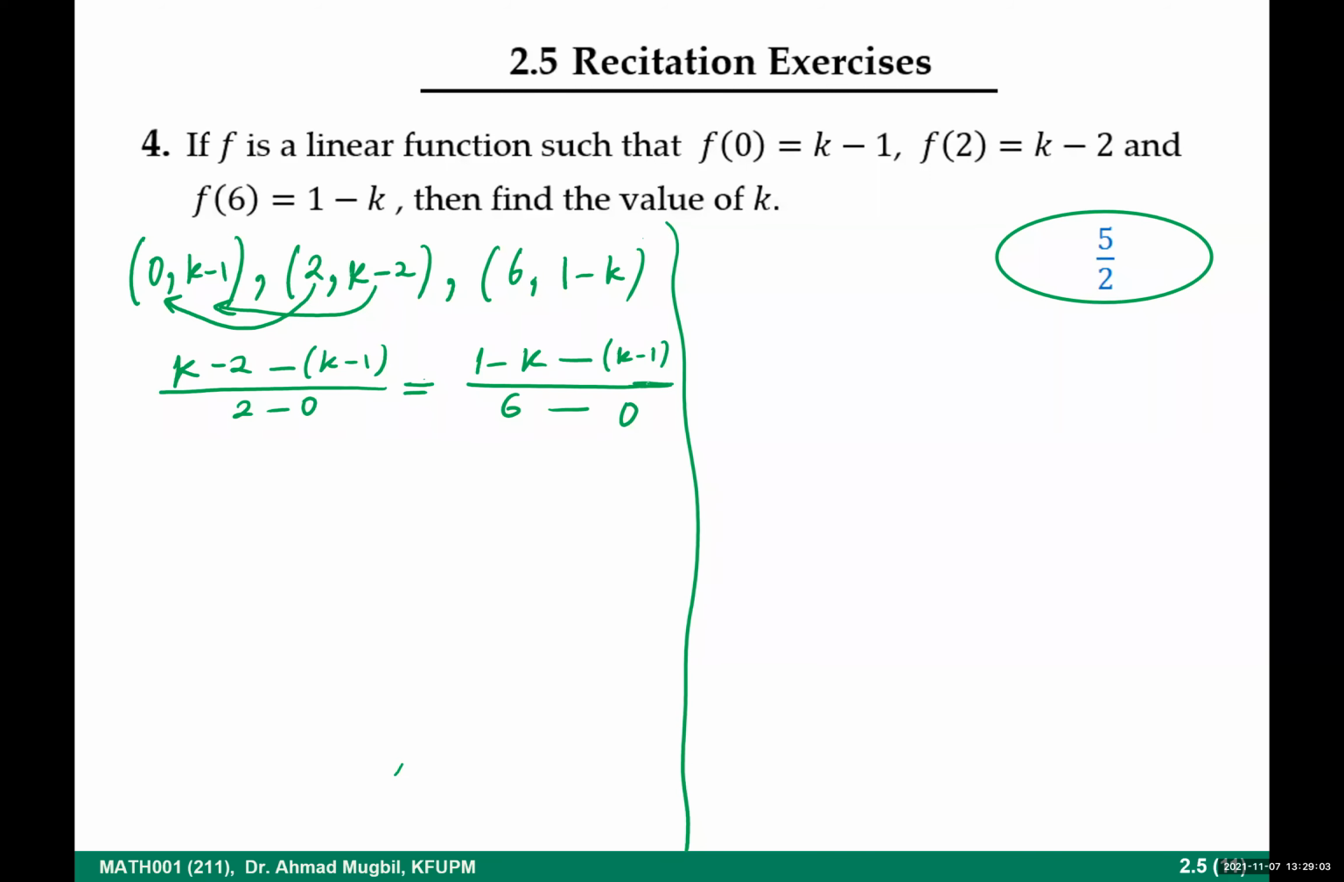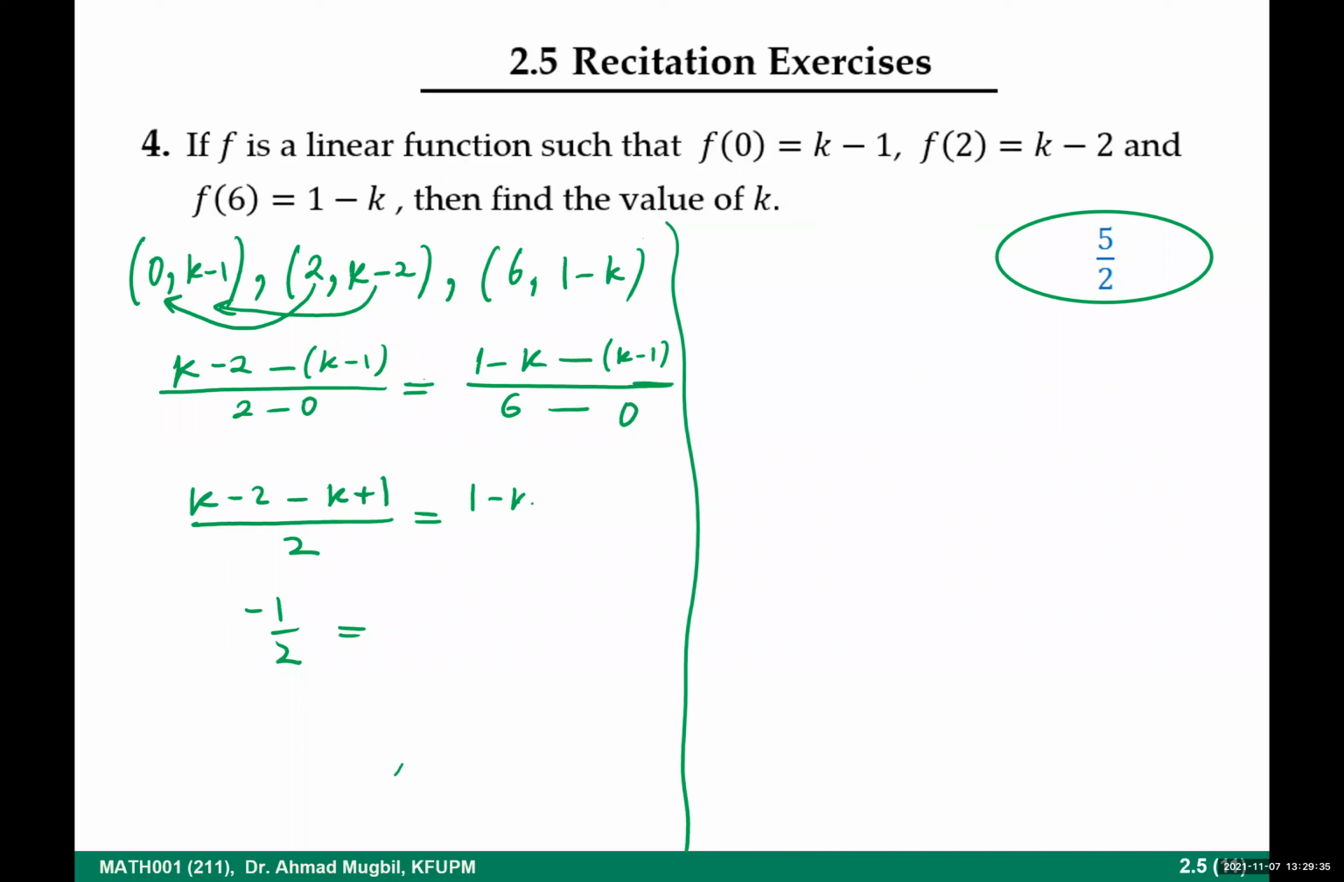But how, after that, will you find K? Because the K will be removed with the other K. Yes, here you are right. But let me show you what you will do. Here we are. This will be K minus K, so it will be negative 1 over 2. So this is the slope. You are right. So you need to put this equal to this. Now we will be able to find K.